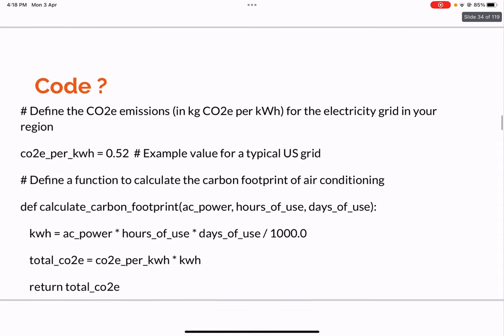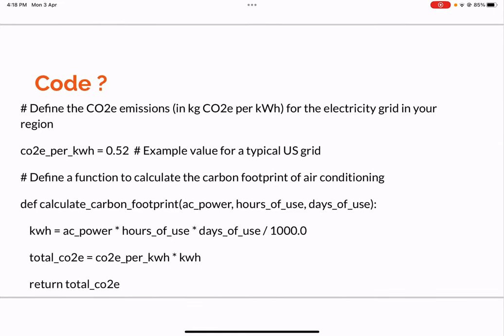Again, in my code, I would define the CO2 emissions for the electricity grid in my region. For example, a typical US grid would have a CO2 equivalent of 0.52 per kWh. Then I need to define a function to calculate the carbon footprint of air conditioning. And what would that be? It would be how many hours the air conditioner is in use, how many days it is used, and the power consumption of that AC, the rating in terms of kilowatts, and that would give us the kWh.